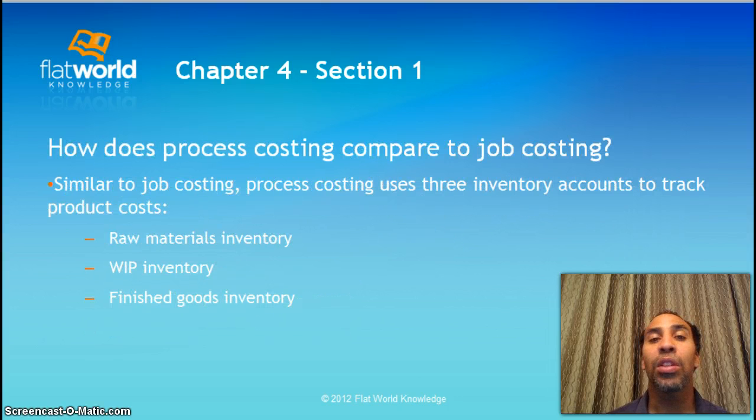How does process costing compare to job costing? Similar to job costing, process costing uses three inventory accounts to track product costs. Raw materials inventory, what are the raw materials that have come in, we purchased them or harvested them, and the work in process inventory, and finished goods inventory. So work in process is things that have not yet been completed, and finished goods inventory are things that have been completed but not yet sold.